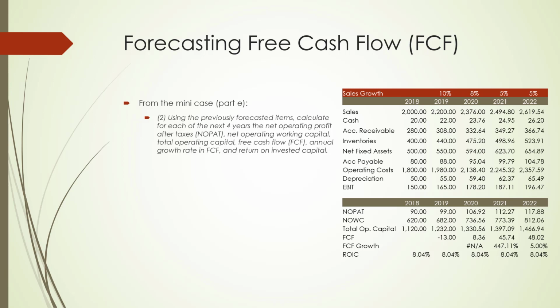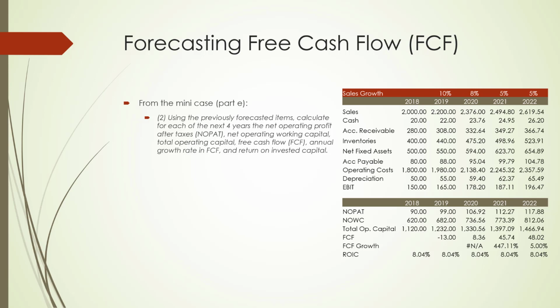So NOPAT, remember, is simply EBIT times 1 minus the tax rate. So we know what sales are going to be. We know what our operating costs are going to be. We know what depreciation is going to be. So sales minus operating costs minus depreciation gives us EBIT. And if we multiply that by 1 minus the tax rate, we get NOPAT.